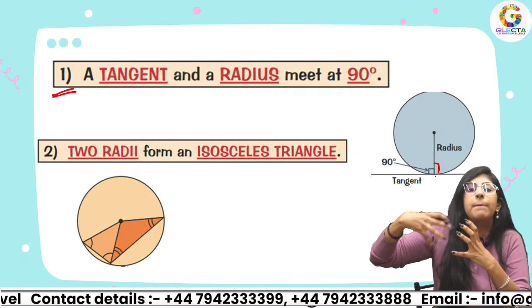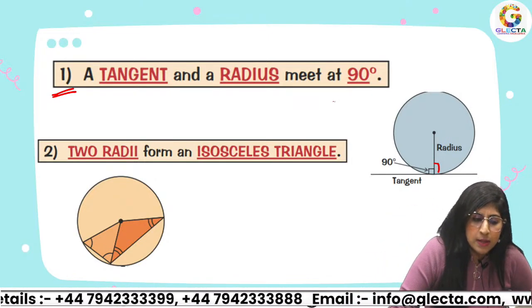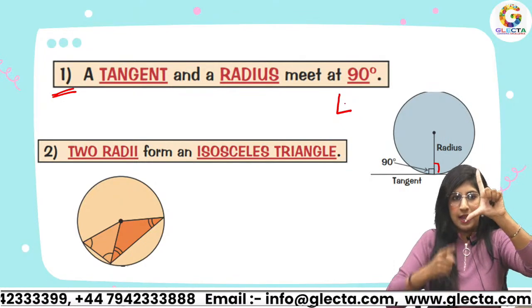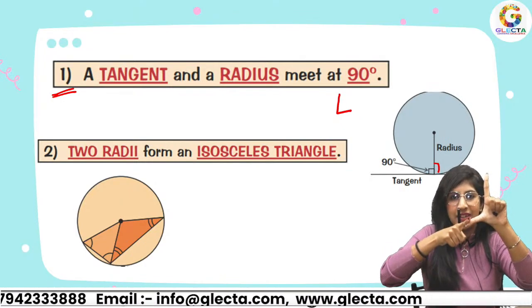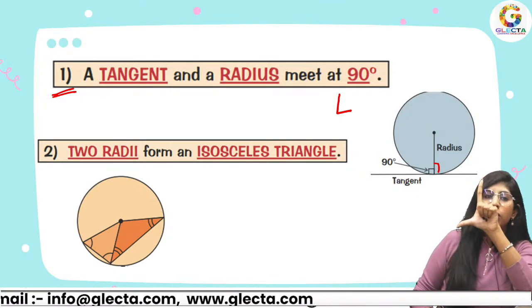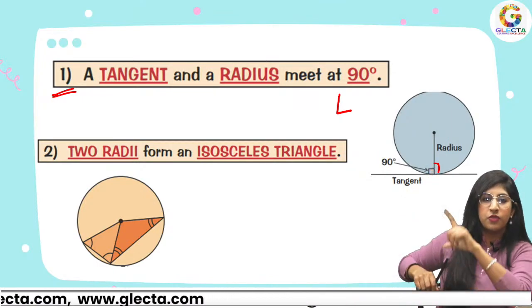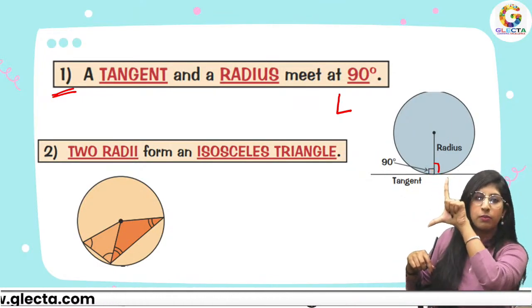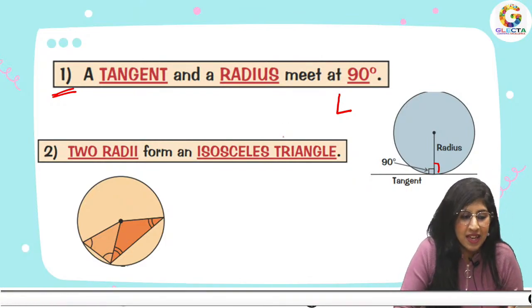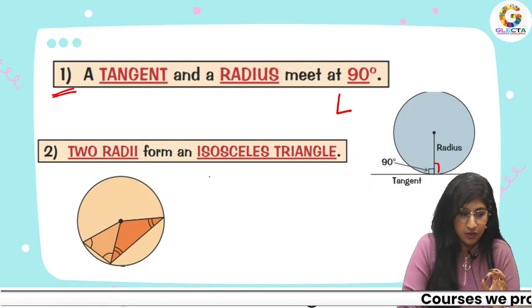Now how do I remember these kinds of properties? With simple letters, L, right? And L makes a 90-degree angle, right? So wherever you see this kind of L, like you see on the top of the screen, this is an L which is being formed either way, right? So that's a tangent meeting a radius, right?